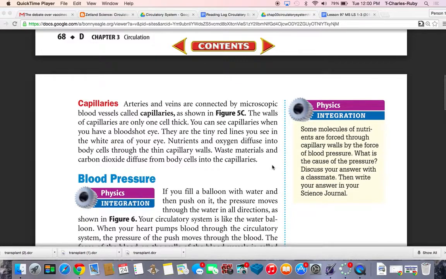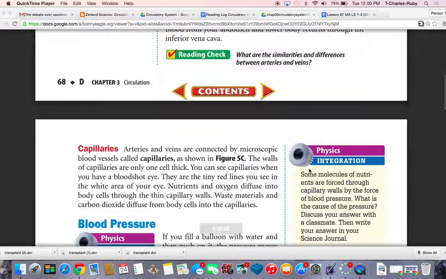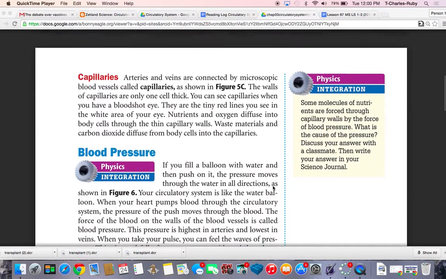Capillaries. Arteries and veins that are connected by microscopic blood vessels are called capillaries, as shown in Figure 5c. Right here, smallest are capillaries. The walls of capillaries are only 1 cell thick. You can see capillaries when you have bloodshot eyes. They are tiny red lines you see in the white area of your eye. Nutrients and oxygen diffuse into body cells through thin capillary walls. Waste materials and carbon dioxide diffuse from body cells into capillaries.